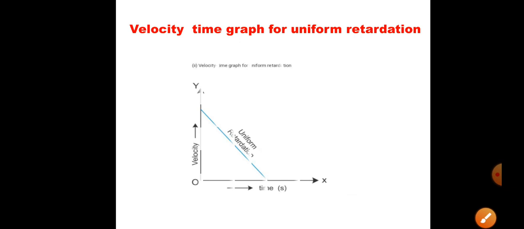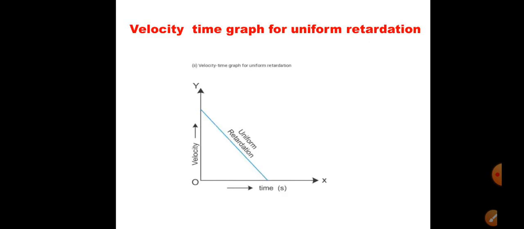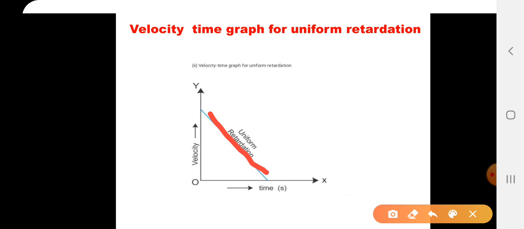Then the graph will be a straight line which is traveling towards the x-axis. This is the straight line.